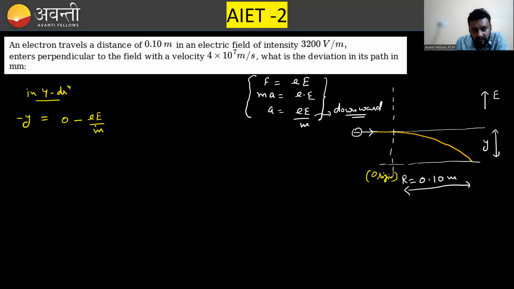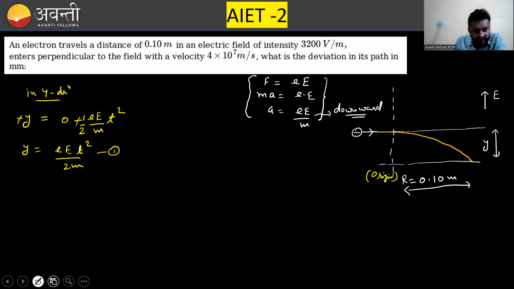Y is equal to ut minus half a t square. Clear? Okay. So minus and minus can be cancelled. This y will be written as E t square by 2m. Clear? Let it be equation number 1.